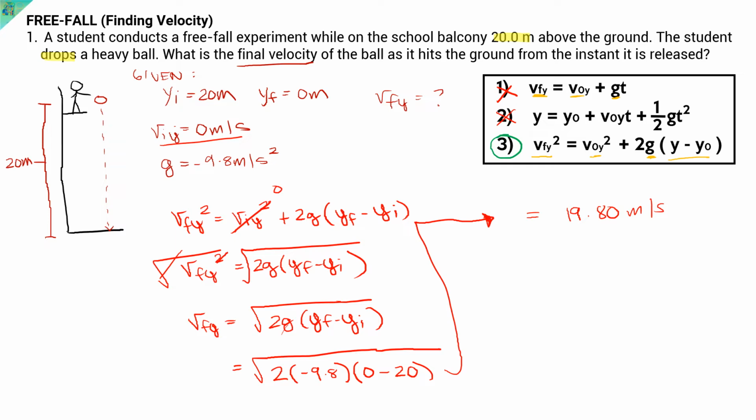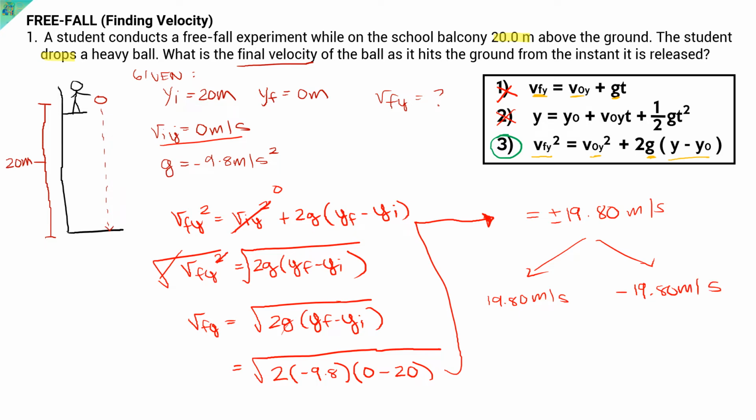Now, this is a square root, which means we have actually two answers: a positive 19.80 meters per second and a negative 19.80 meters per second. So what does a positive 19.80 meters per second mean, and what does a negative 19.80 meters per second mean?